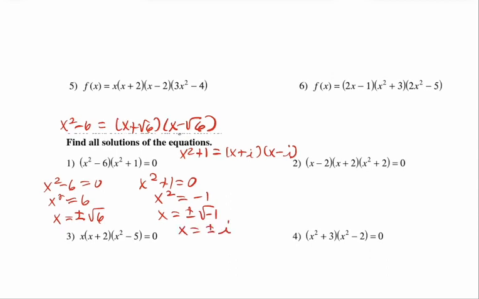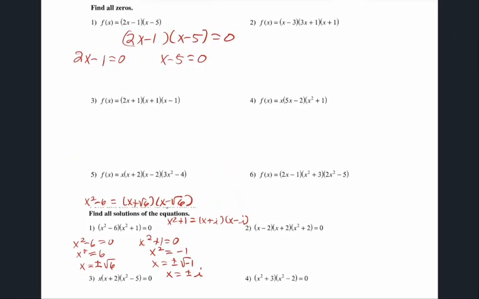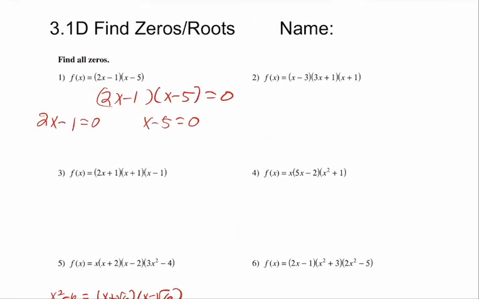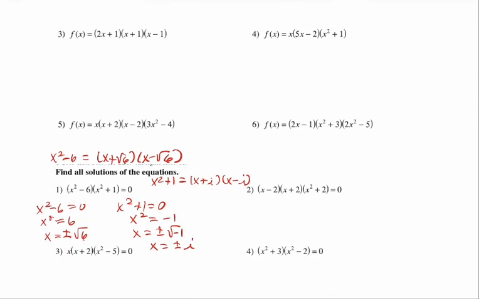Now see where it says find all solutions? That means to include the i's. If it just says to find the real solutions, or to find the zeros, zeros mean real. That means they really touched the x-axis. So we don't have to include i's when the instructions say that. But when the instructions say find all solutions, please include the i's.